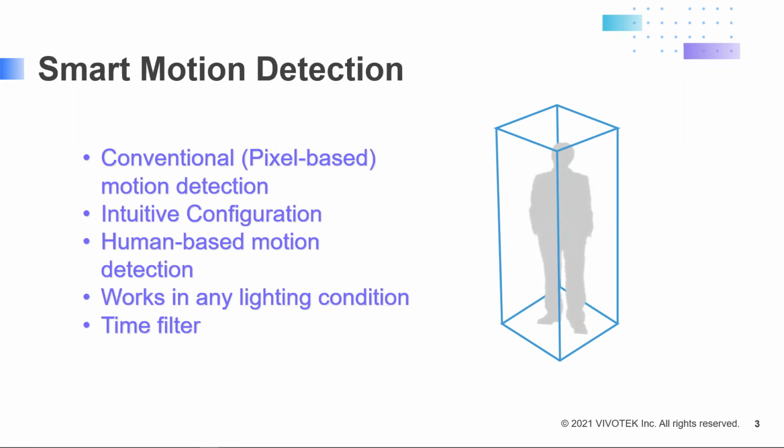Smart motion detection is the answer to a better motion detection, a motion detection that gives users options. If you're used to that conventional pixel-based motion detection and you'd rather use that, that's fine. But now you have the choice to switch to a human-based motion detection so that you can help reduce those crazy numbers of false alarms caused by swaying trees, dogs, insects, and rain. It works in most lighting conditions, and you can make changes to the time filter to reduce false alarms.